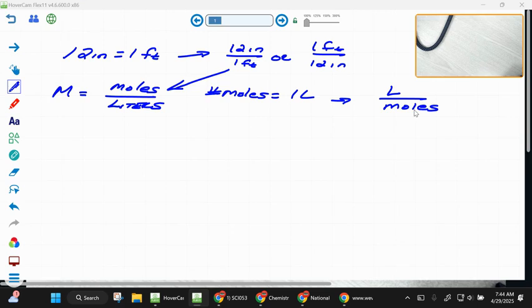Okay? Now, you've got to ask yourself, am I using molarity to get from one unit to another, or am I calculating it? Well, if they give you an actual molarity, you're using it to get from one unit to another. Two ways to do that. Let's take a look at both of those ways right now.